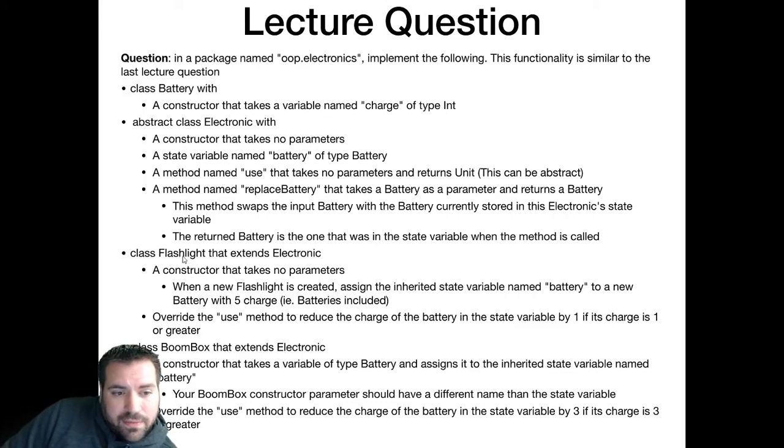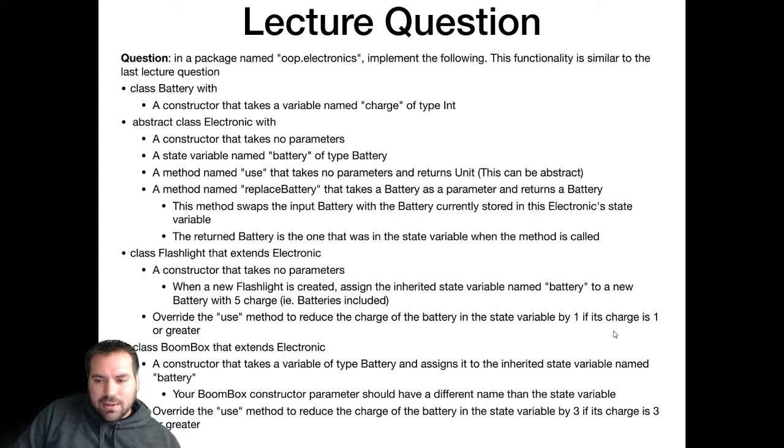So instead of just creating the flashlight class, create an electronic class with similar functionality to the flashlight: a state variable named battery, but not set in the constructor, and methods named use and replace battery that do what you expect from the flashlight, except use is not defined in this electronic class. Flashlight and another class, boombox, are going to extend electronic, so they're going to grab all this functionality and then implement anything that's not implemented, like flashlights coming with batteries included. Create a new battery with charge 5 when it's created.